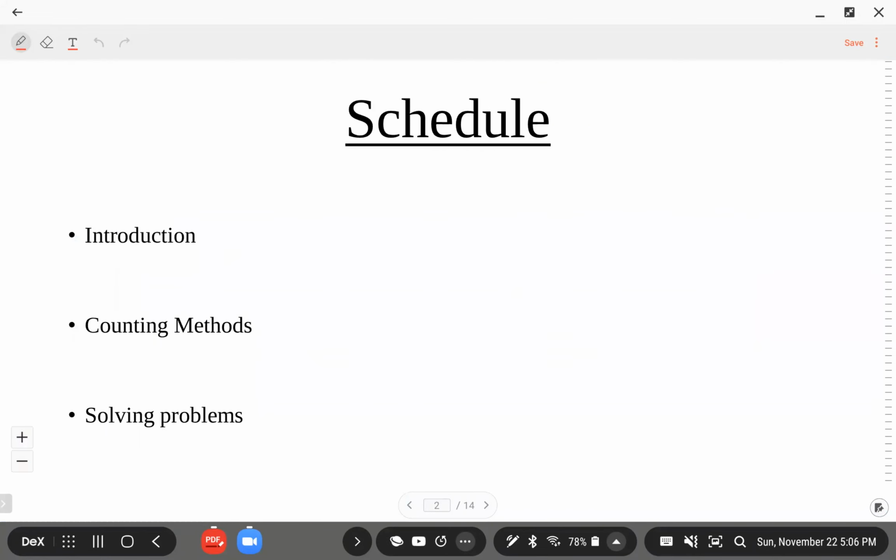So I'll introduce the schedule first. First, I'm going to introduce you to counting techniques like permutations, combinations, and some formulas. Then I'm going to give you some counting methods, okay? And then we're going to be solving some problems using those methods.